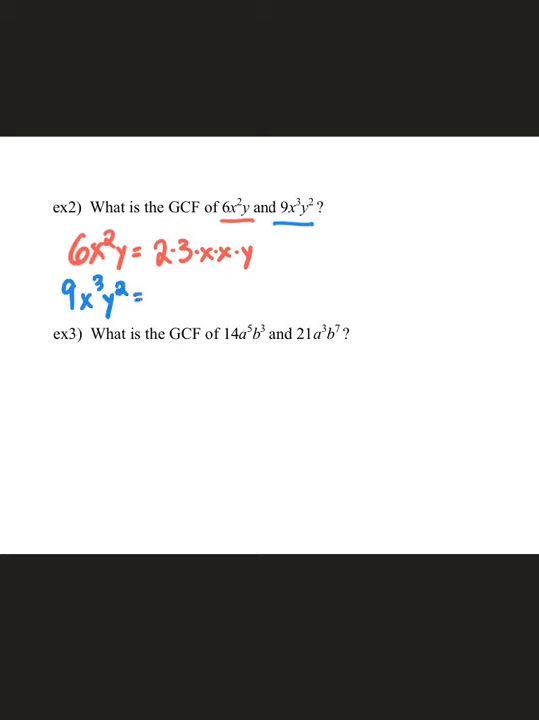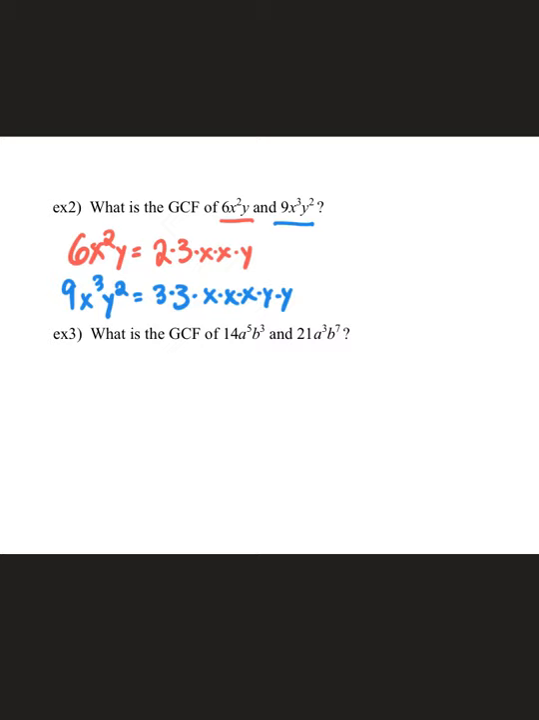The prime factors for 9 should be 3 times 3, and we're going to expand x times x times x times y times y. Here you can see how we've combined the two ideas of the prime factor tree with the expansion of all the factors like we saw on the first slide. And I'm going to look at what they have in common.